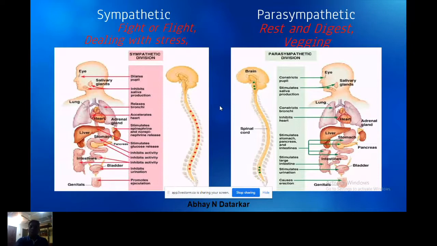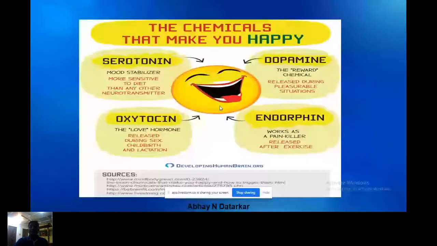Now, why do you want to enhance the parasympathetic activity? Because in sympathetic activity there is an adrenaline rush, while in parasympathetic activity there are 4 very important hormones secreted in the body: serotonin, dopamine, oxytocin, and endorphins. These hormones are called the happy hormones of the body. So balance the adrenaline rush and the happy hormones in your body, and activate your parasympathetic activity.